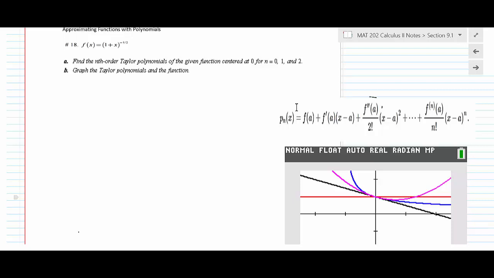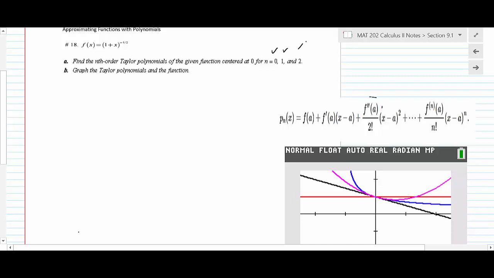Okay, so I think I'm going to do one other illustration of that. Then we'll get a little bit into errors and remainders and that kind of thing. Okay, so let's look at this. Just repeat the same thing with this one. We're going to find the nth order Taylor polynomials. We're just going to do the first up to the second derivative.